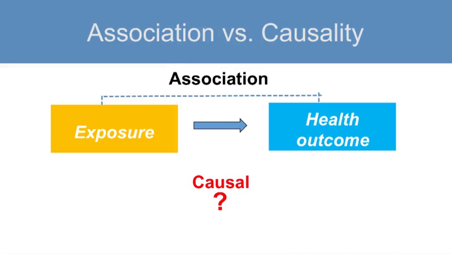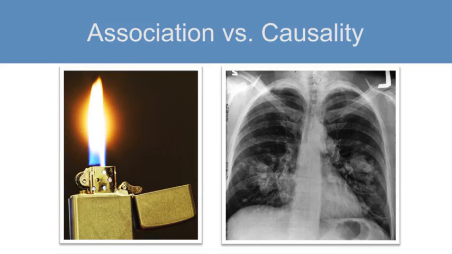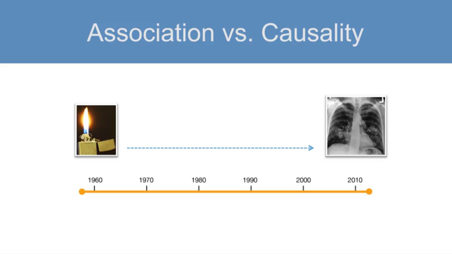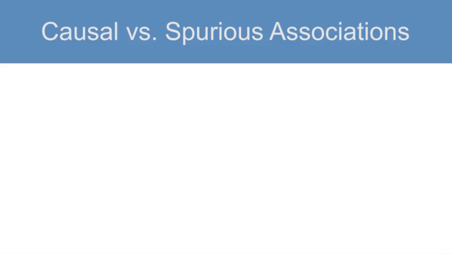If we determine that an exposure is associated with a health outcome, the next question is whether the observed association reflects a causal relationship. Even if an exposure precedes a health outcome, it does not always mean causality, even if it is strongly associated. Let's look at a classic example. We can say carrying a lighter is associated with lung cancer. Carrying a lighter precedes lung cancer, so does carrying a lighter cause lung cancer? No. It is important to distinguish between causal associations and spurious associations.